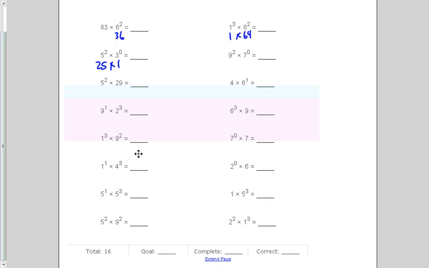All right, go ahead and take a look. If you made a mistake, circle the one you made a mistake on, pause the video, and try to fix it and figure out where you went wrong until your answer matches mine.